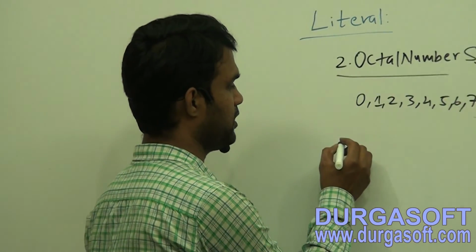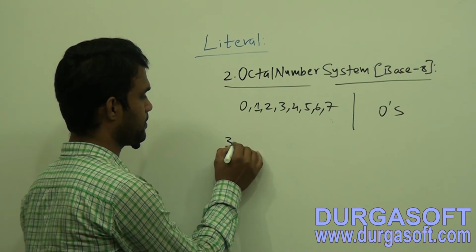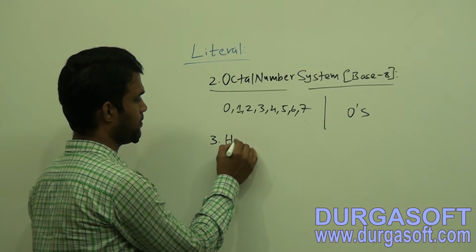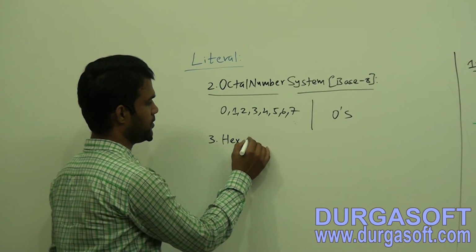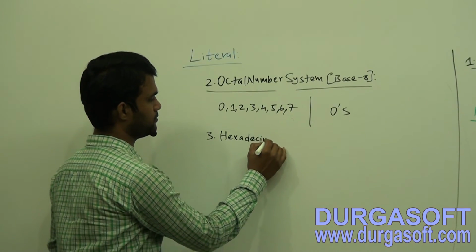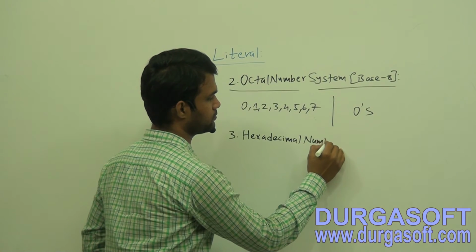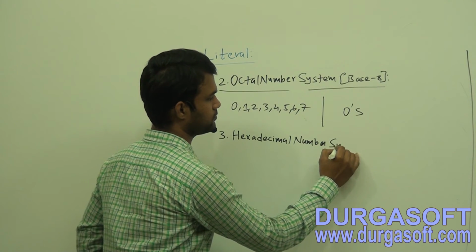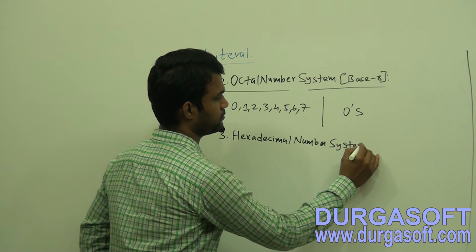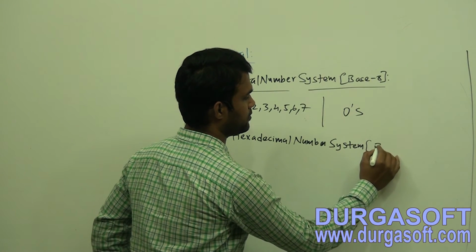So what is the one more number system which we have? The hexadecimal number system, which is base 16.